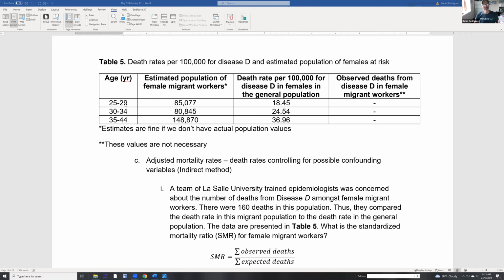So what I mean by strata, we stratify the population by age. Like one stratum is 25 to 29, the next is 30 to 34, and the next is 35 to 44. Of course, we need some estimate of the population value. It's tough to do this if we're dealing with migrant workers because we don't always know how many there are, but we can estimate that population pretty well. So let's look at this question.